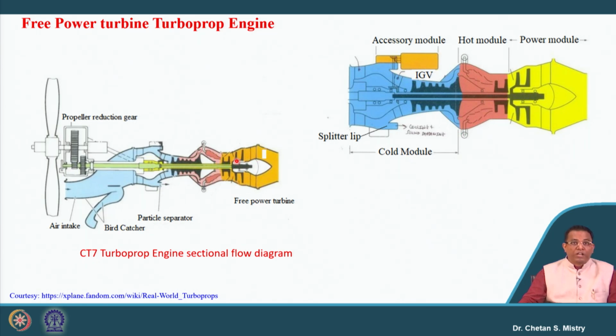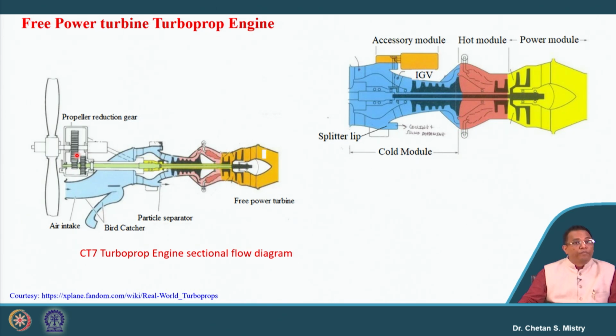We have an understanding about the spool. So you can say here we have one spool on which the compressor and turbine are connected. We have another spool, which we call the power turbine or free turbine, that is connected with the propeller by using this gearbox.